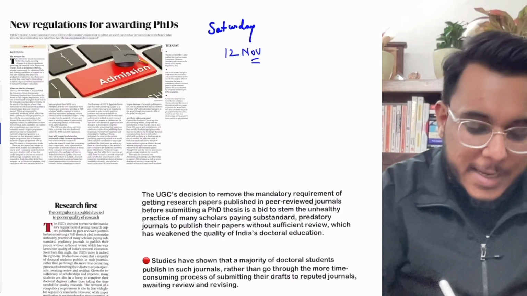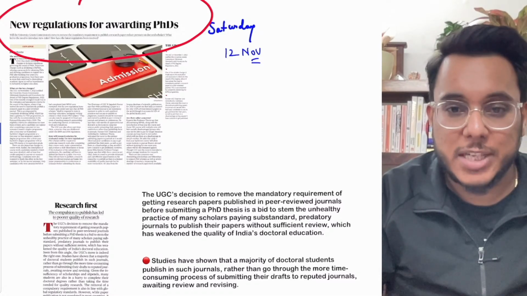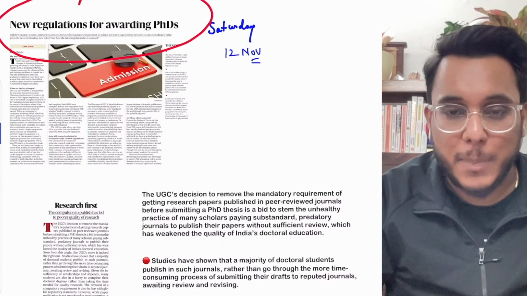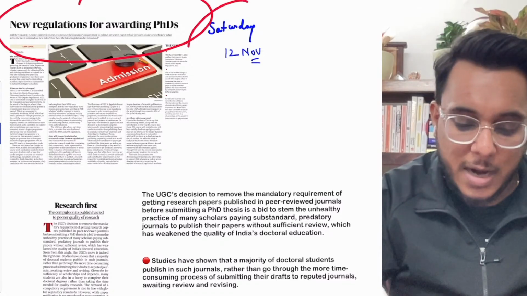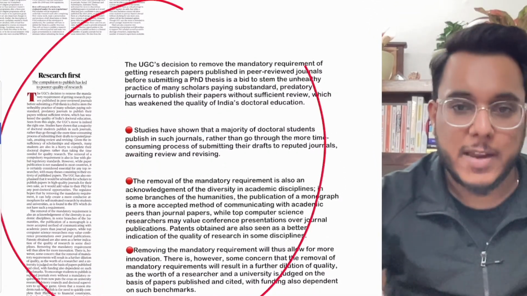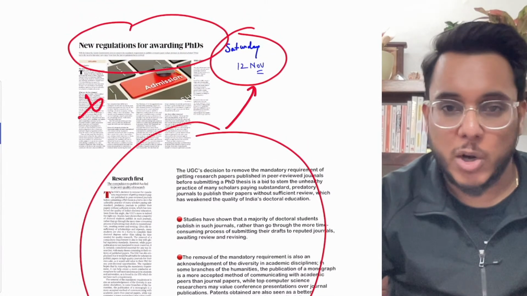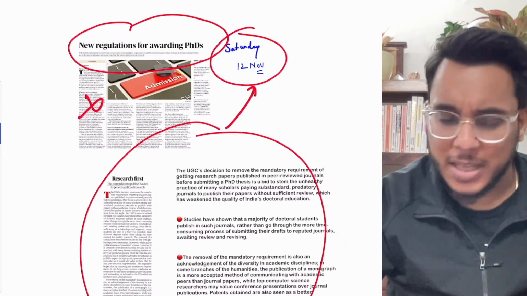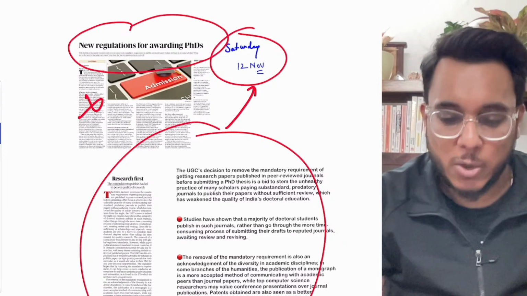Now, the next article: new regulation for awarding PhDs. Recently the UGC has changed its rules and provided a new regulation for PhDs. Now the PhD thesis need not be published in peer reviewed journals. This article we have discussed elaborately on the 12th of November, so rather than going through it here, I suggest you please watch the video of the 12th of November Saturday analysis. There I have covered this entire article. Nothing beyond that has been given, and you don't need to go too much into detail in this direction.